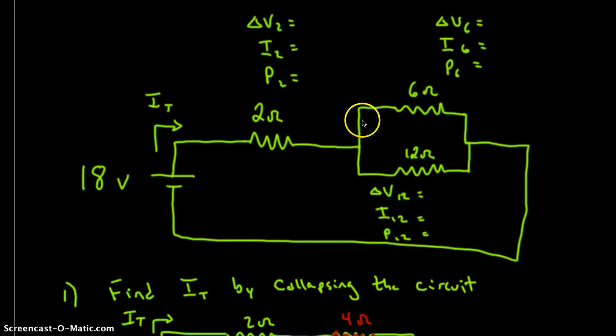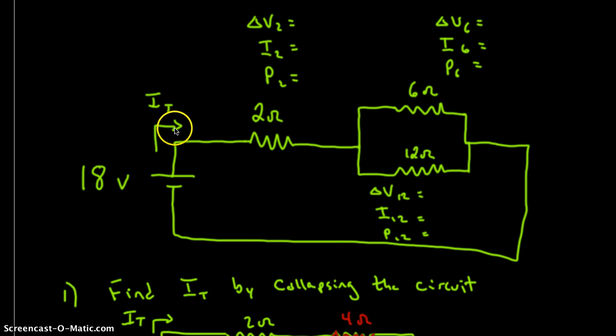Alright, this circuit problem is called a combination circuit, and we'd like to do a circuit analysis calculating the voltage, current, and power at each resistor. Notice that what's different about this circuit is we have two resistors which are in parallel with each other, which then are in turn in series combination with a 2 ohm resistor.